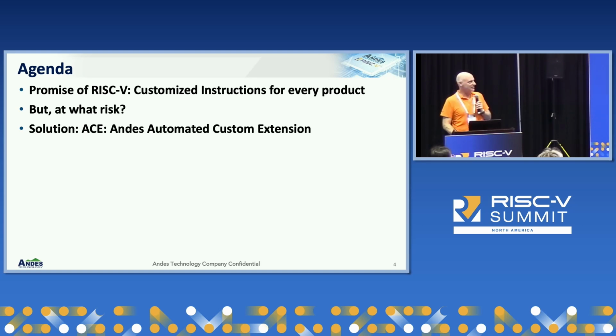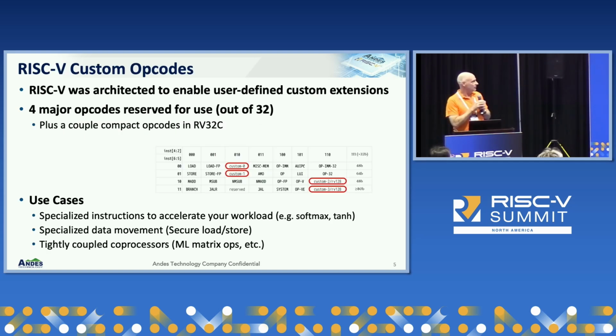So let's dive in. RISC-V was architected with this in mind. You want to be able to customize your instruction set for your workloads. And in fact, that's part of the reason I think RISC-V has been so successful in machine learning. There's actually 4 major opcodes. Sorry, I'm a CPU architect by training, so I'm going to geek out just a little bit here. There's 4 major opcodes reserved. That's a lot for custom instructions.